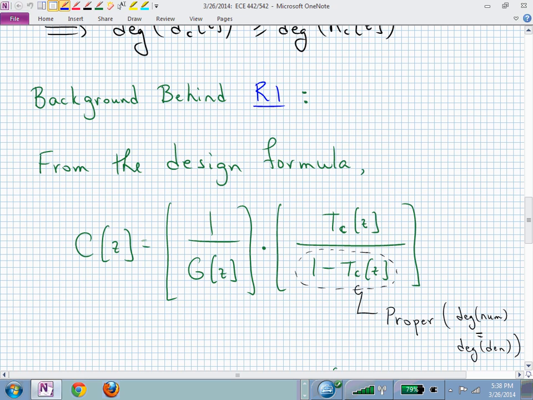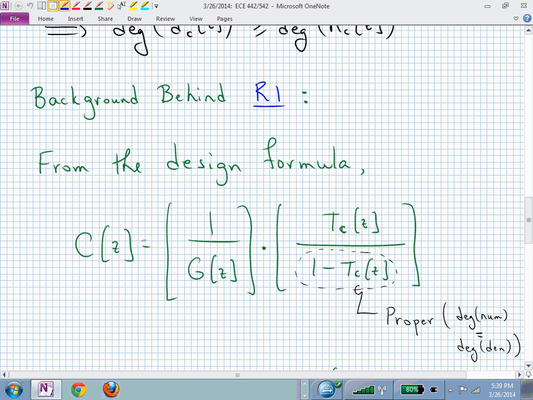And if that's not making sense, go home, plug in a hypothetical T sub C of Z, and see what 1 minus T sub C of Z looks like as an expression. Hopefully it will convince you that it's proper, meaning the numerator degree is the same as the denominator degree in this 1 minus T sub C of Z. So we're not changing the degree of C of Z by that denominator, meaning this is not important in this next bit of the discussion.